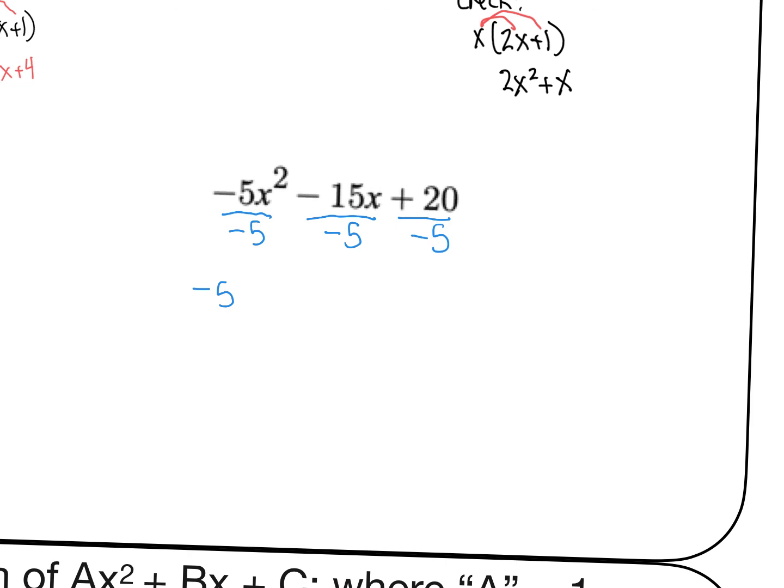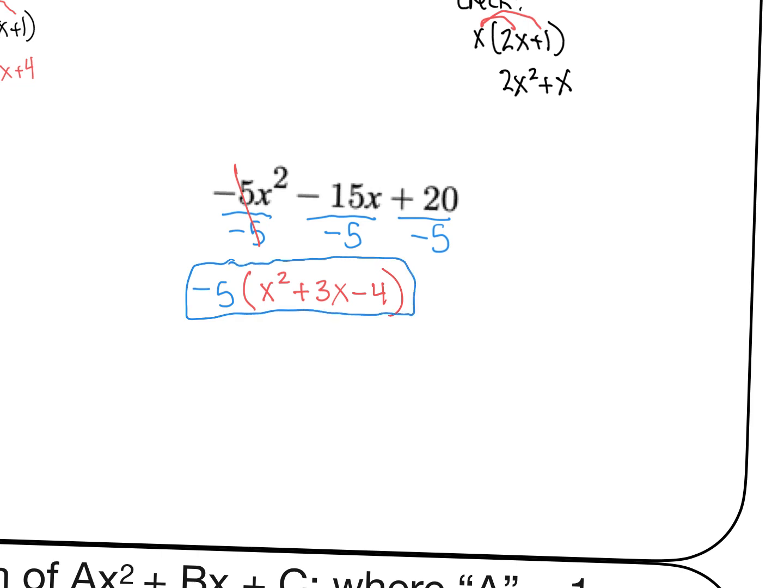Negative 5 divided by negative 5 is just going to cancel. Now I'm left with x squared. Negative 15 divided by negative 5 is just going to give me a positive 3. And then positive 20 divided by negative 5 is going to give me negative 4. Okay. And this is going to be the preferred way that we write that.